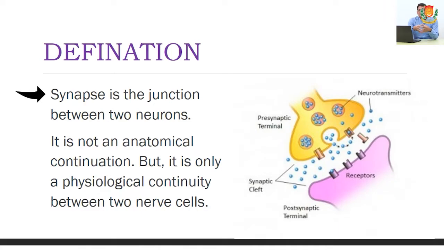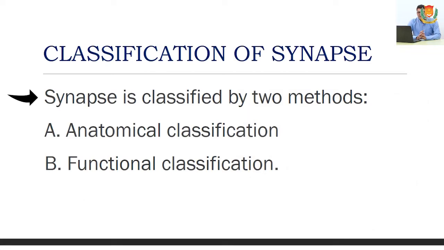Synapse basically is not an anatomical continuity. It is a physiological continuity in which action potential transfers from the presynaptic neuron to the postsynaptic neuron. Now, if we talk about the classification of the synapses, the classification is divided into two categories. First one is anatomical classification and second one is functional classification.